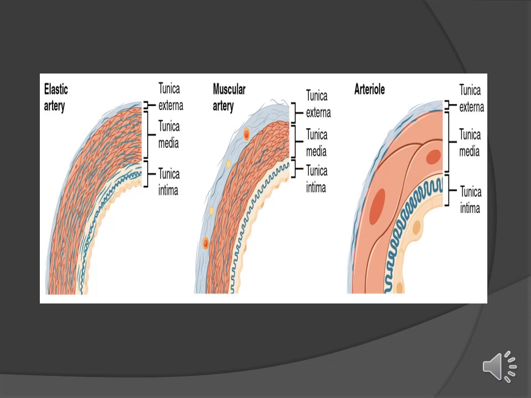Tunica media of the muscular artery is a little thinner than the tunica media of the elastic artery, and it is composed of smooth muscle cells. Muscular artery has a little thicker tunica adventitia. The tunica media of the arteriole contains one or two layers of smooth muscle cells, and the tunica adventitia is very, very thin or absent.